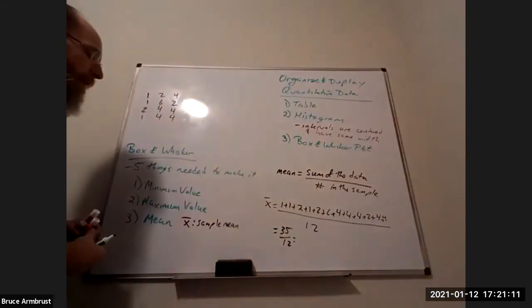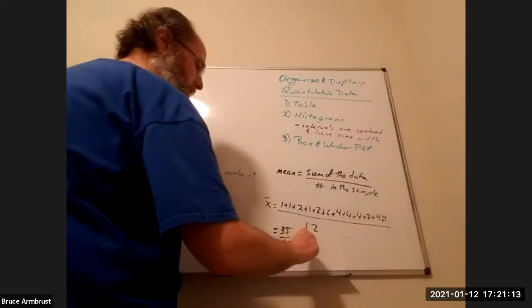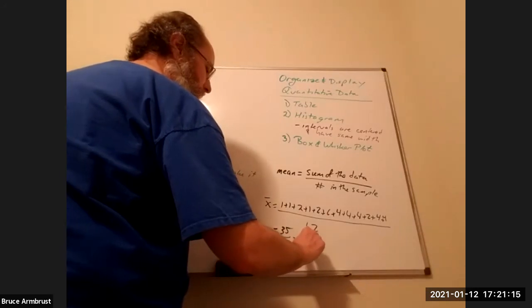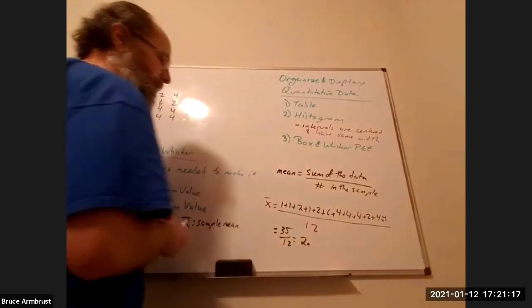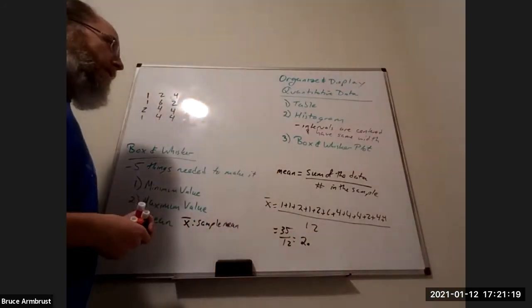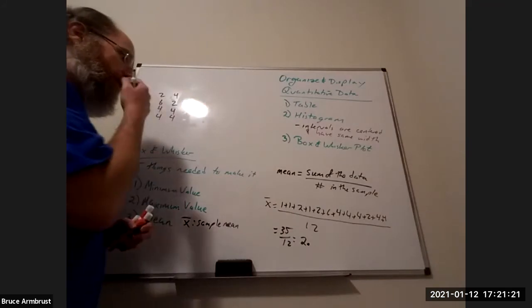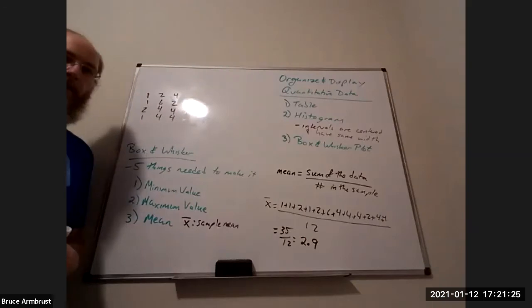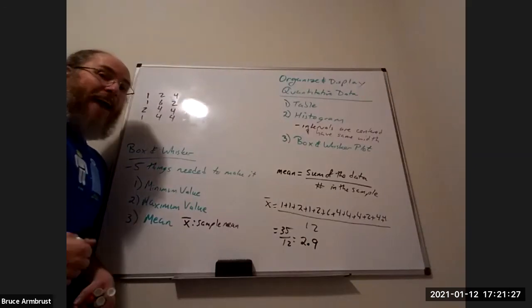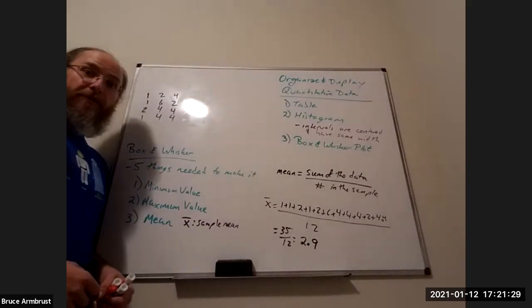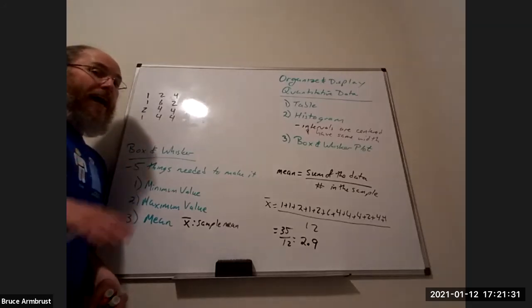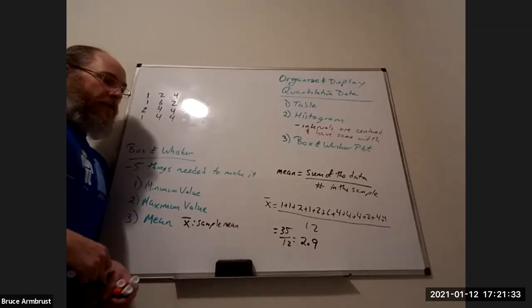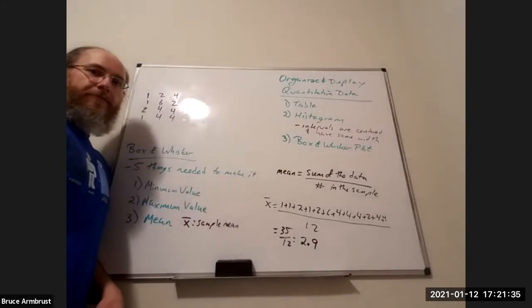So it's 35/12, which is going to be 2 and 11/12. We'll just go to the nearest tenth. So it's 2.9. So the average number of siblings for someone in our class that responded to this is 2.9.